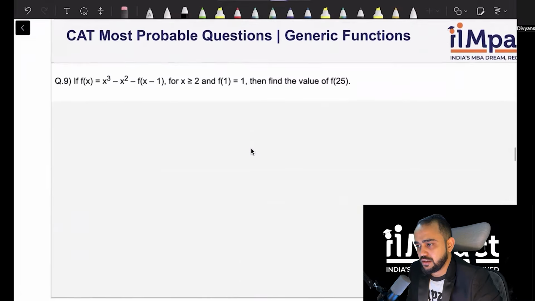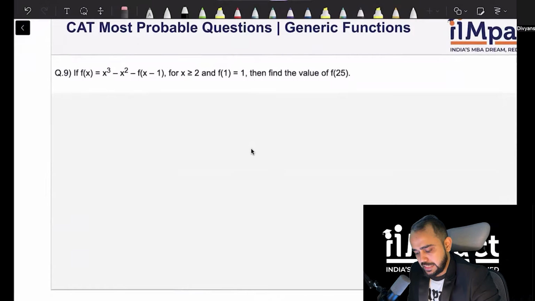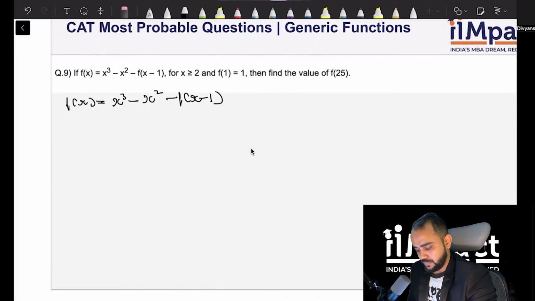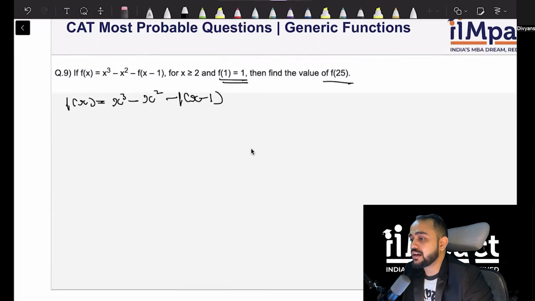All right. So moving on, the next question is f of x is equal to x cube minus x square minus f of x minus 1. F of 1 is given to me as being equal to 1, and I have to find the value of f of 25. Now, right off the bat, this is a bad question to take up in the exam.